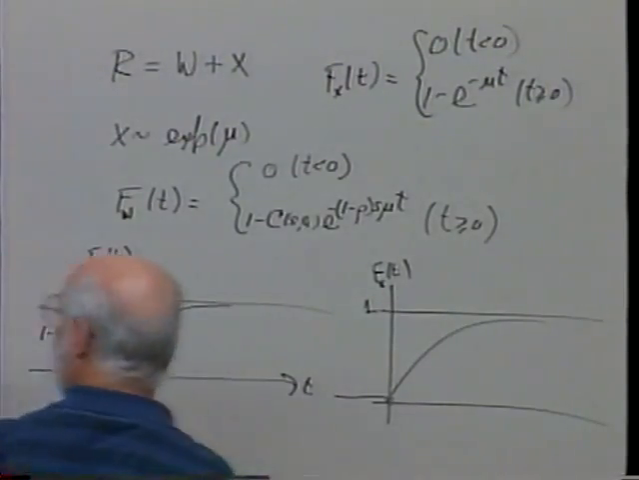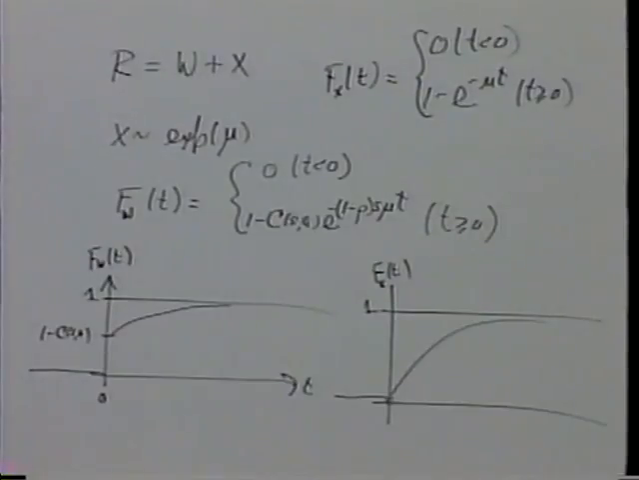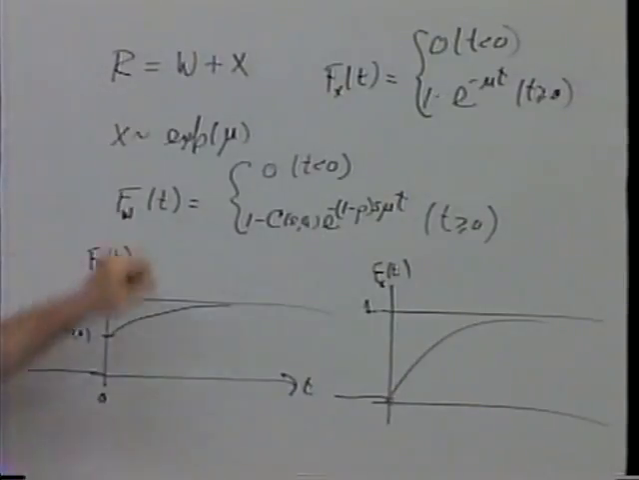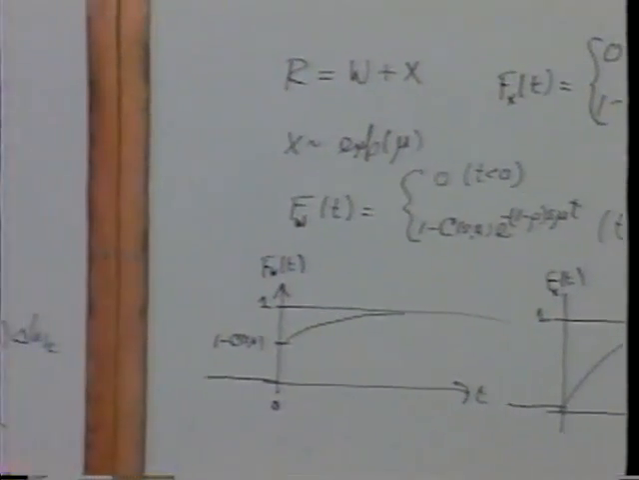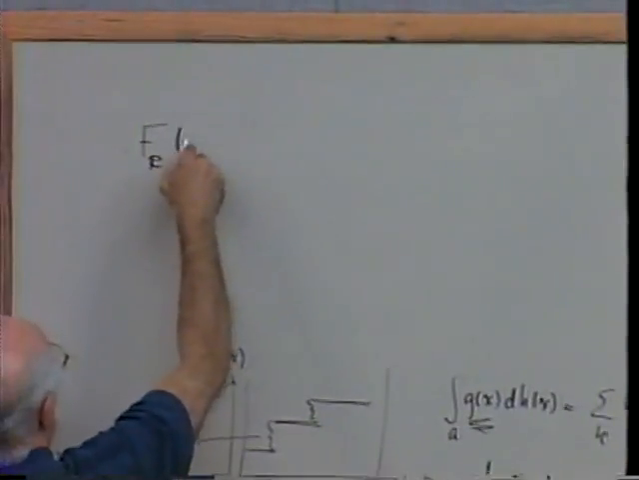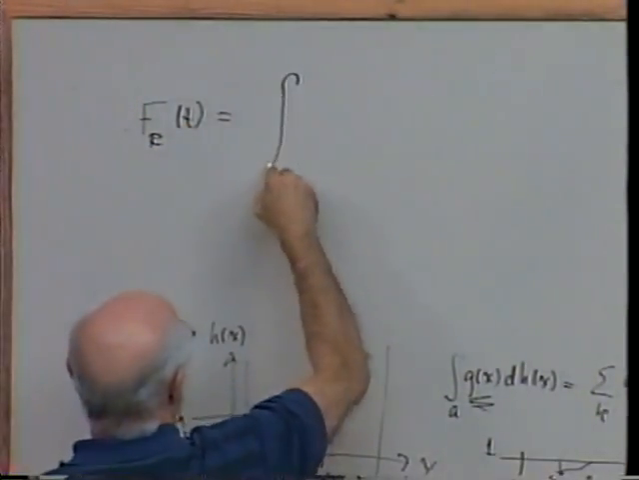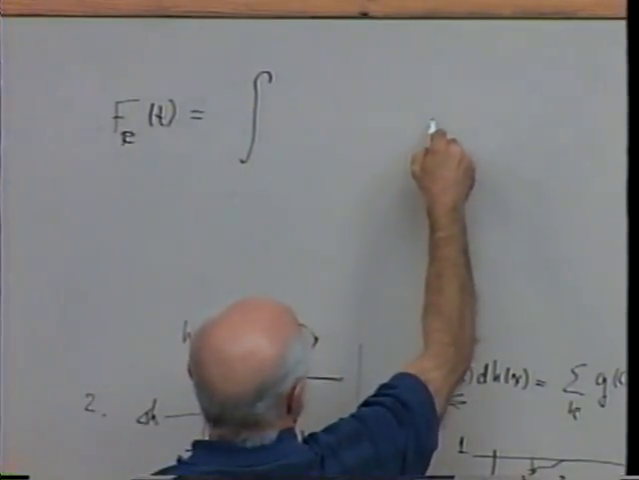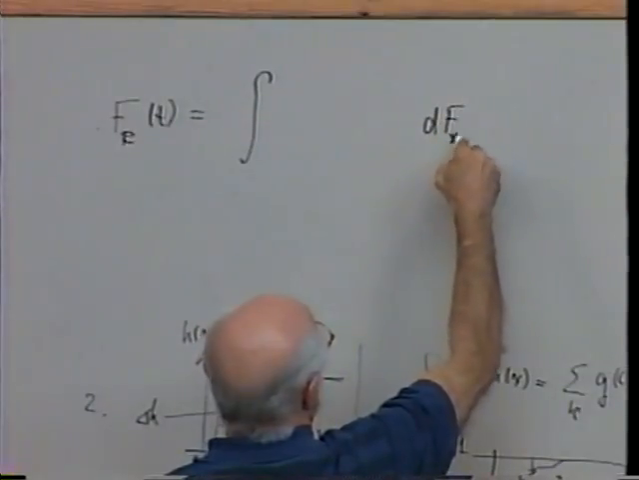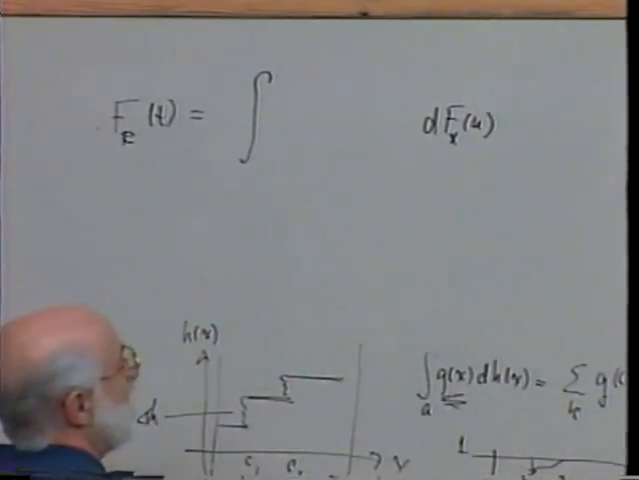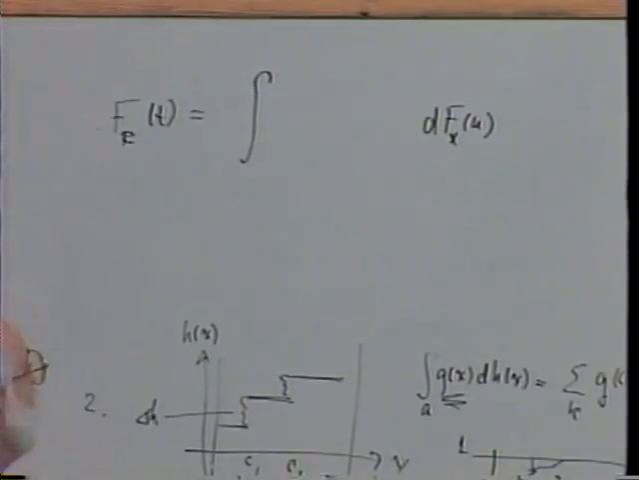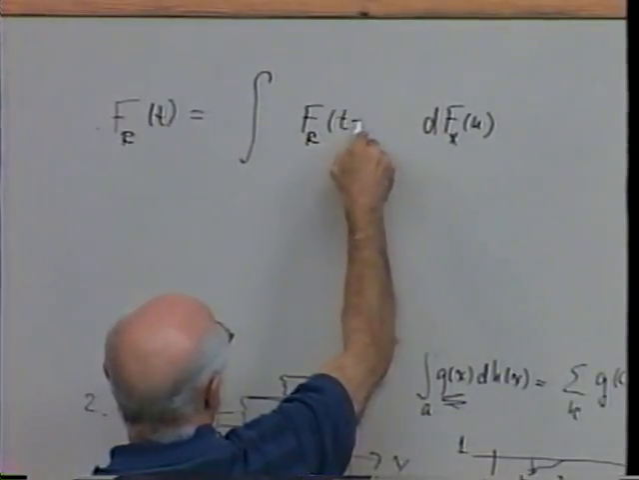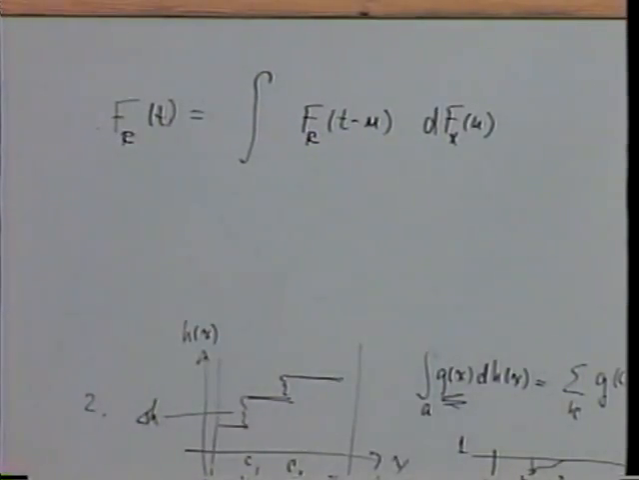In other words, let me go back over here. What you're asked to do in that problem is to evaluate the distribution function of R. And there were two ways to do it. One way is to say that F sub R of t is equal to the integral of, now I'll fix the value of x, so you write dF_X(u), and then you multiply that by the probability that W is less than u. So that would be the distribution function of W evaluated at t minus u. And then you integrate that over all u.